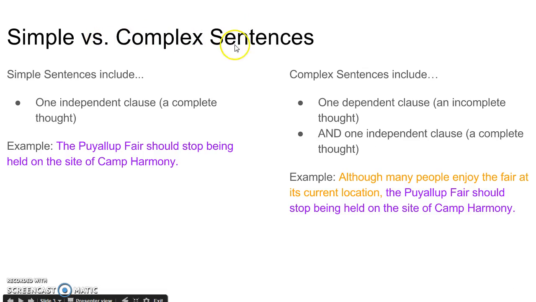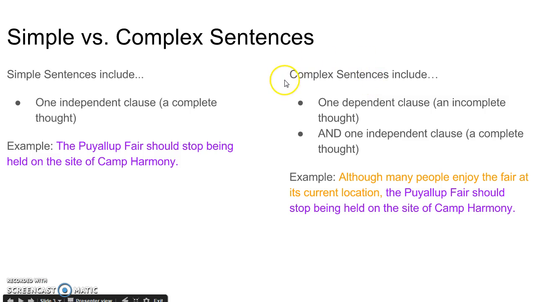Here's a simple sentence versus a complex sentence. A simple sentence includes one independent clause, which is just a complete thought. If you think back to my example about the Puyallup Fair, here's an example of a simple sentence. The Puyallup Fair should stop being held on the site of Camp Harmony. That just has one idea, has one subject, one verb, so it is just a simple sentence.